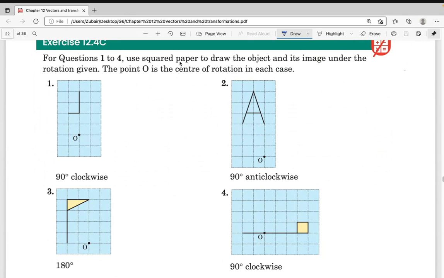For question 1 to 4, use squared paper to draw the object and its image under the rotation given. So it says 90-degree clockwise. Question 1, 90-degree clockwise and center is given. So I'm rotating it 90 degrees clockwise. This will look like this after rotation.